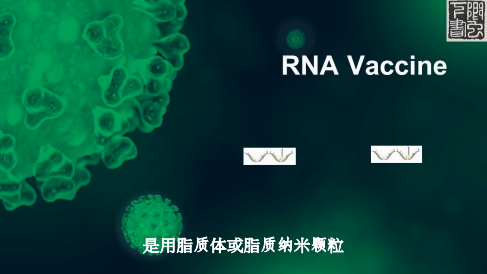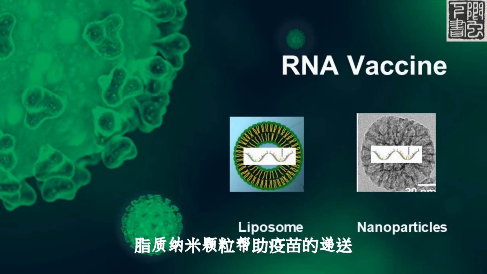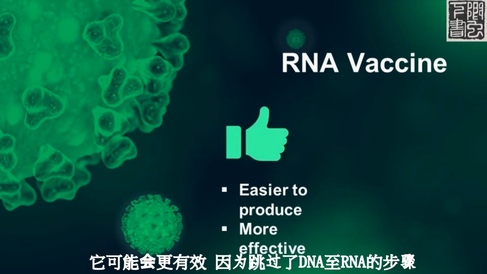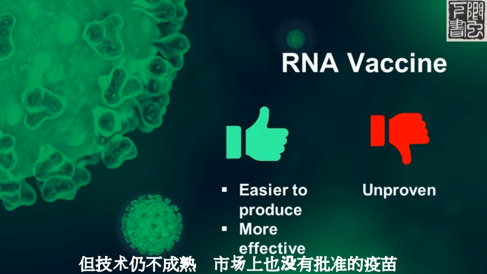RNA vaccine packages messenger RNA that makes the COVID spike protein in liposome or lipid nanoparticles. The lipid nanoparticle can improve the delivery of the vaccine to the target cells. The RNA vaccine may be more effective since it skips the DNA to RNA step and goes to viral protein production directly, but it remains unproven and has no approved vaccine in the market.